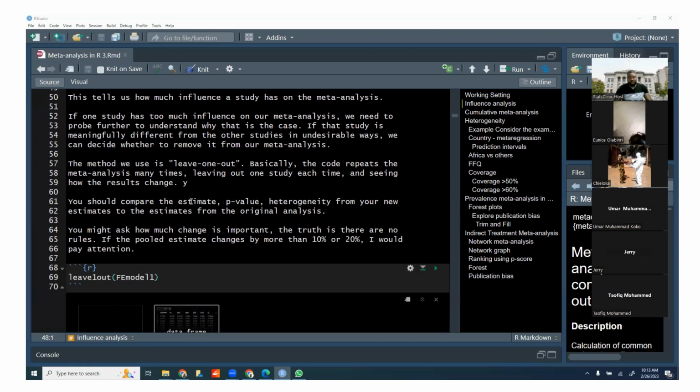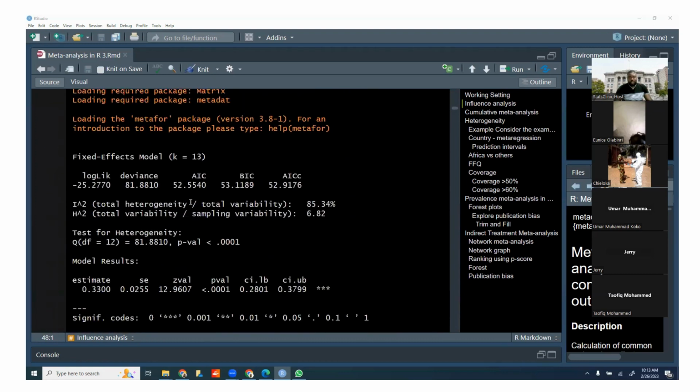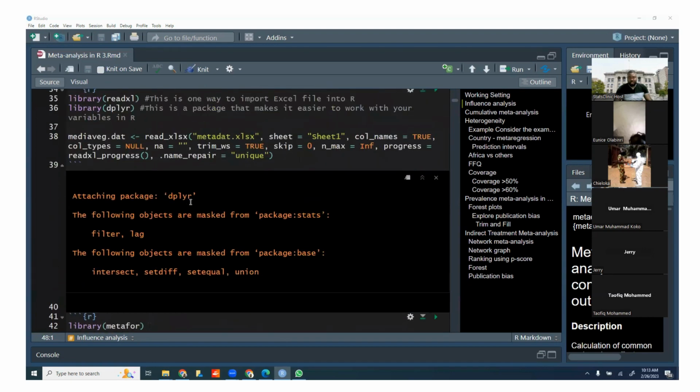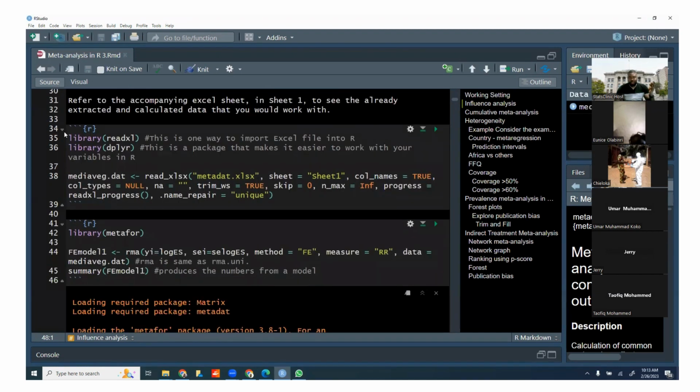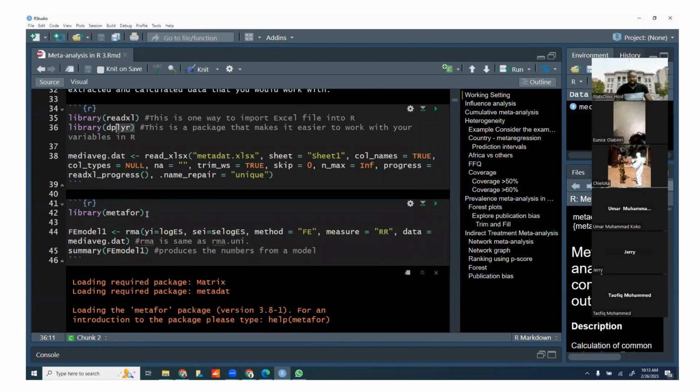Okay. So in this analysis that we just did, the media campaigns and 5 servings of fruits per day analysis, first of all, you load the data, and this is the code to load the data. These are the libraries for importing an Excel file into R. This is dplyr, which helps us to manage the data. And in this class, we have looked at 2 packages for meta-analysis. There are others, but we focus on metafor and meta.